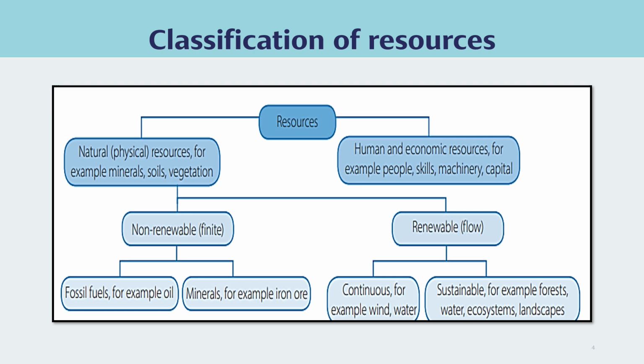Sustainable, for example, forests, water, ecosystems, and landscapes. So in this diagram, what it shows basically is how human and natural resources differ, and the difference between non-renewable and renewable.